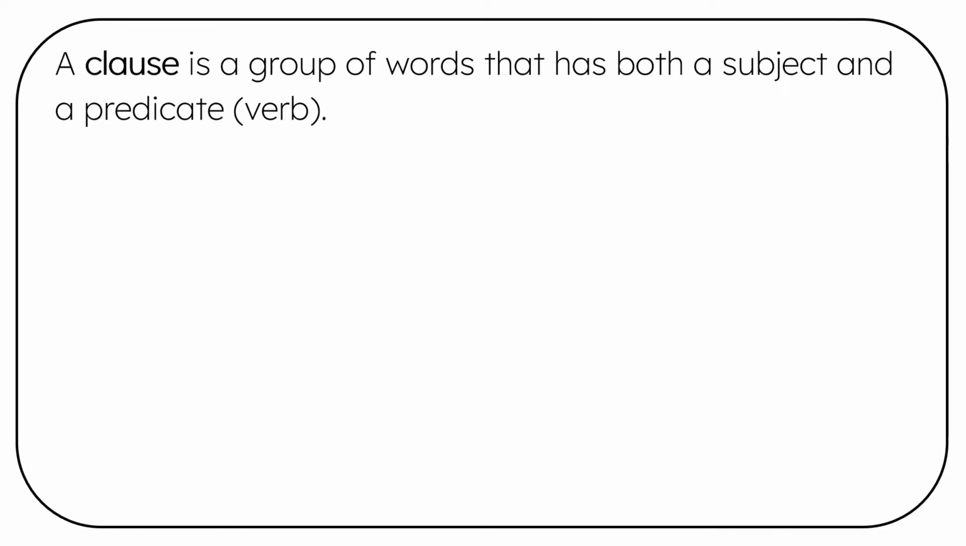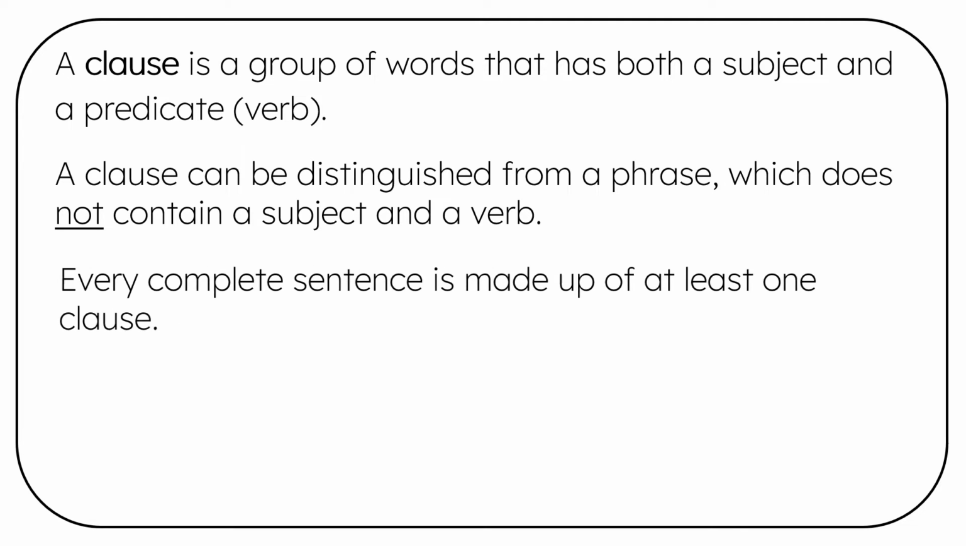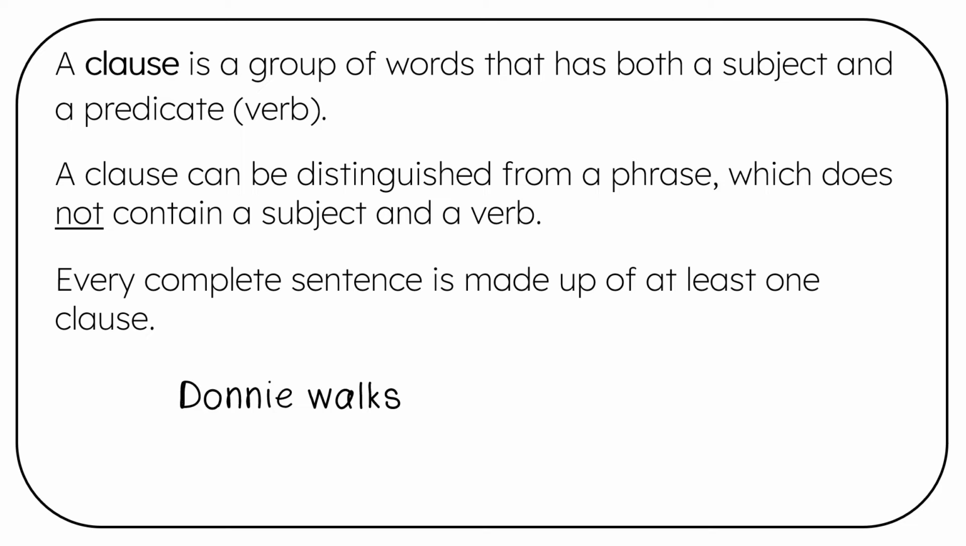Clauses. A clause is a group of words that has both a subject and a predicate. A clause can be distinguished from a phrase, which does not contain a subject and a verb. Every complete sentence is made up of at least one clause. Donnie walks. Donnie is a subject, walks is a verb. When Donnie walks, we have a subject, Donnie, and a verb, walks.